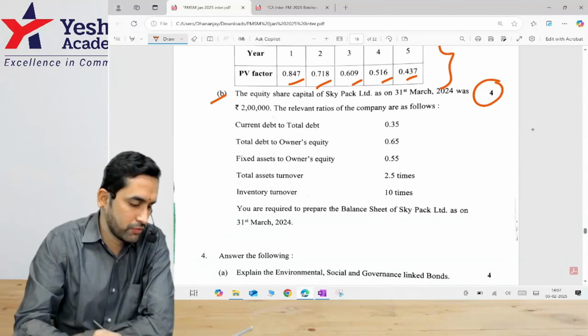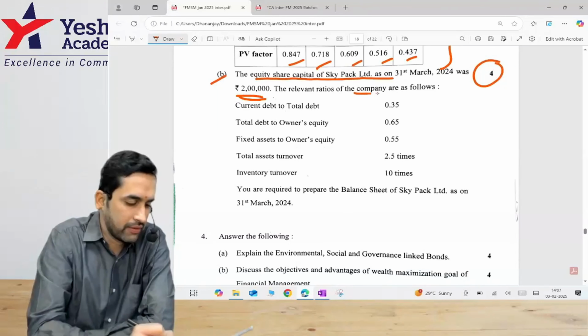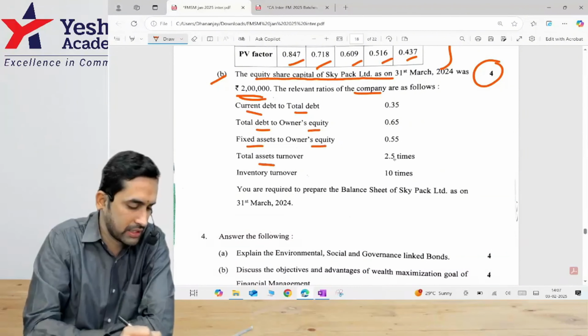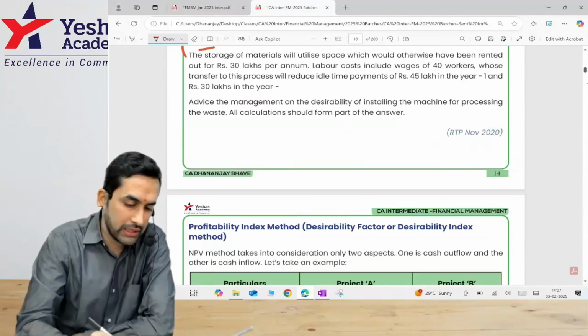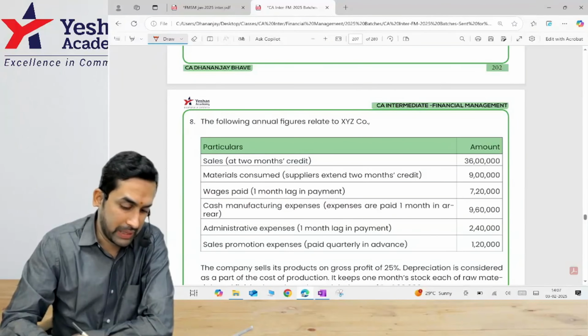Question B was from ratio. Equity share capital of the company is given. Relevant ratios are given: current debt to total debt, owner's equity, fixed asset to owner's equity, asset turnover, inventory turnover. You are required to prepare balance sheet of the company. Come to ratio analysis. I think this was there in a practice sum.